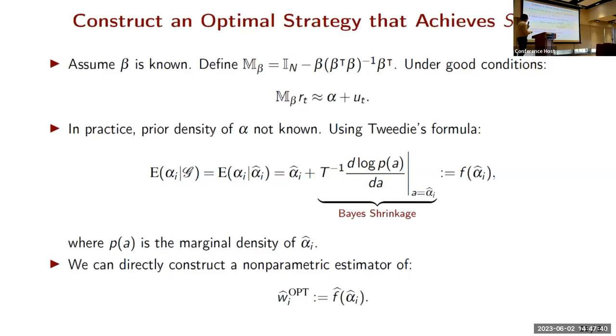This is actually the marginal density of alpha i hat. So this is something that you can easily estimate non-parametrically. You have to take derivatives, and then you will be able to construct a trading strategy. This is supposed to be the optimal trading strategy, which is an estimator of that. I use alpha i hat to denote it.